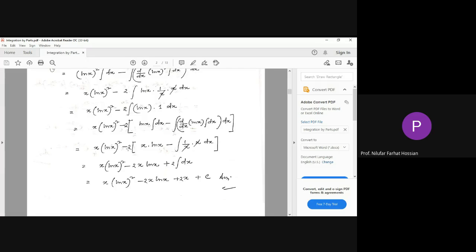Anyway, there is a 2 outside, so x into ln x whole square minus 2 into what? x into ln x. This sign will be plus 2 into integral of dx, which gives you x. So this is your result. Put an arbitrary constant.